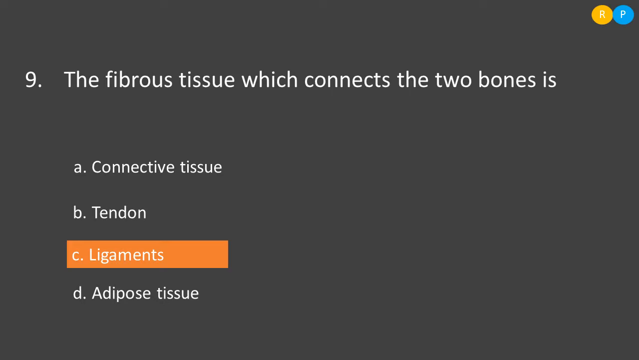Then option D, adipose tissue. Adipose tissue is also a connective tissue, but it is subdermal. That means it is present just below the skin. Its function is to store fat, excess of fat. So the correct answer is option C, ligament, because the function of ligament is to connect one bone with the adjacent bone.